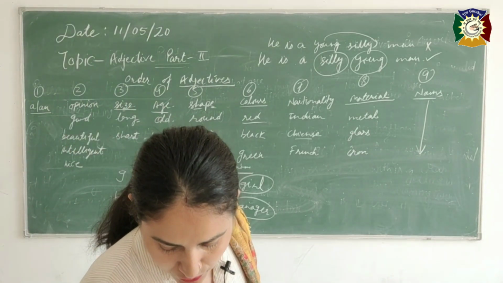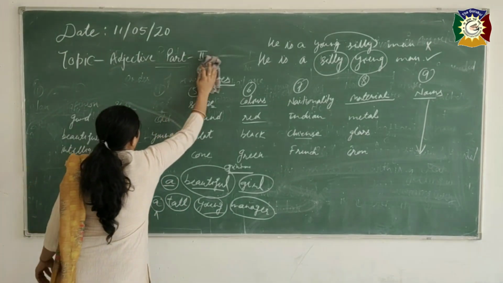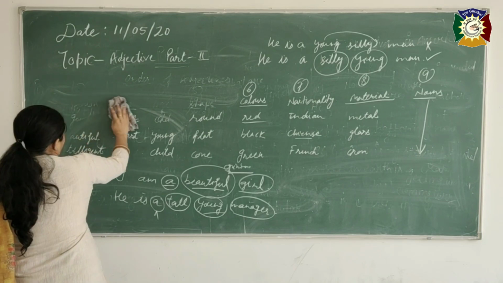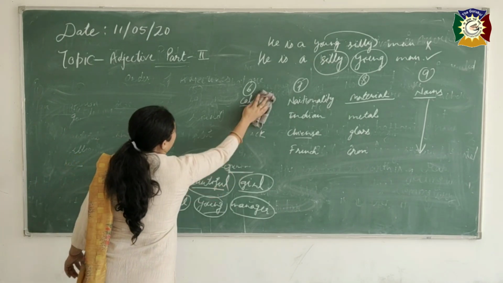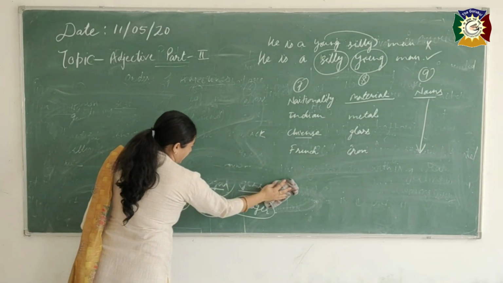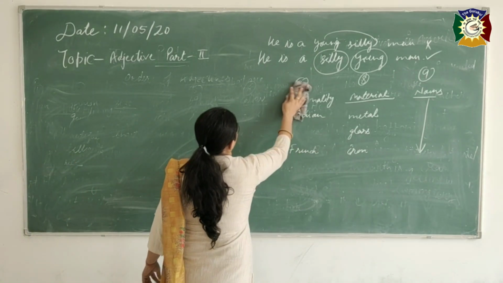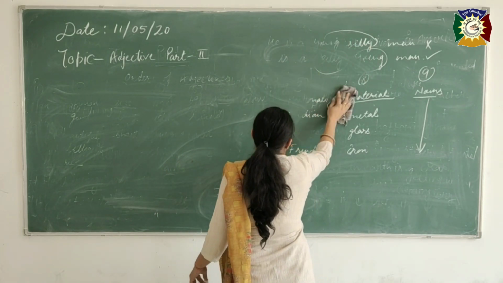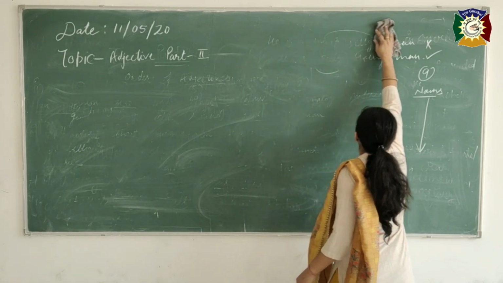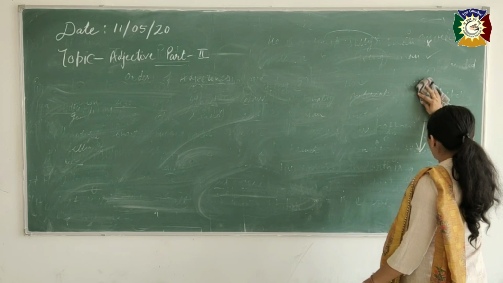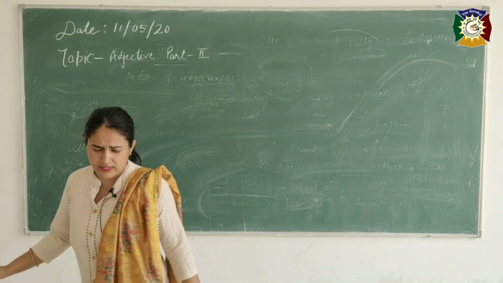Now, we will further do the comparison of adjectives. Comparison of adjective means tall, taller, tallest, like this. Good, better, best. So, in adjective, there are three cases: positive, then comparative, and the last one is superlative. We can also say degrees. He is a tall boy. He is taller than Mohan. He is the tallest boy in our class.